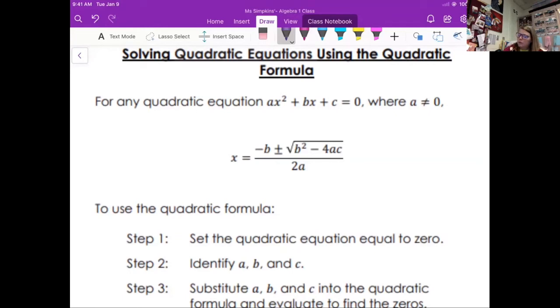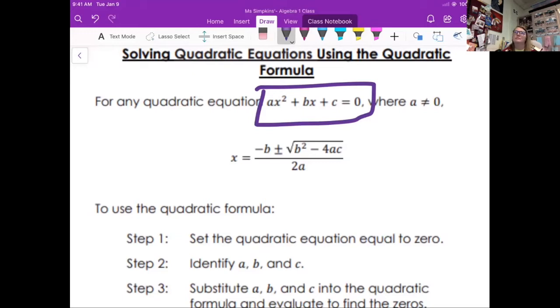Well, look right here. The A is whatever number is in front of your x squared. Your B is whatever number is in front of x. And your C is whatever number is your constant. So we're going to identify those numbers, and then we're just going to plug and chug. We're going to plug them in the formula, and we're going to simplify to get our 2 answers.